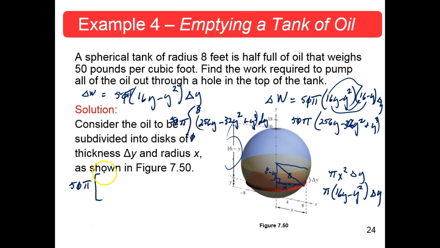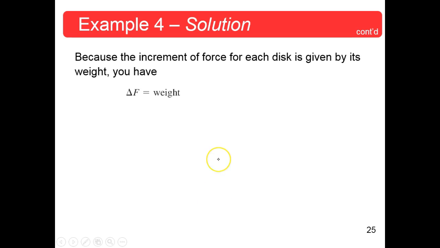What would that give you? Anybody? 128 y squared minus 32 y cubed over 3 plus y to the 4th over 4, evaluated from 0 to 8. Okay?